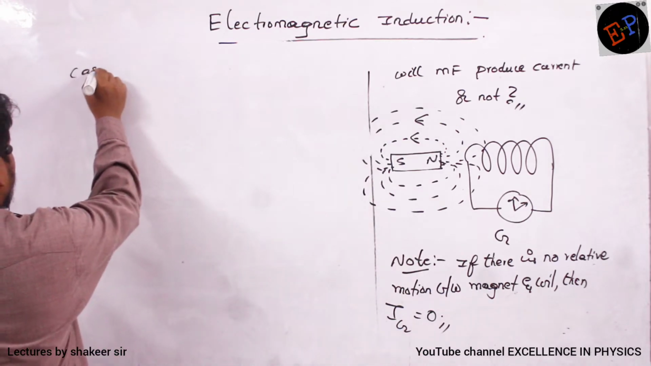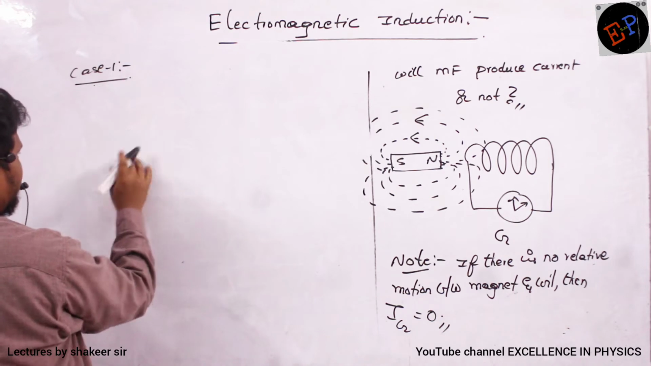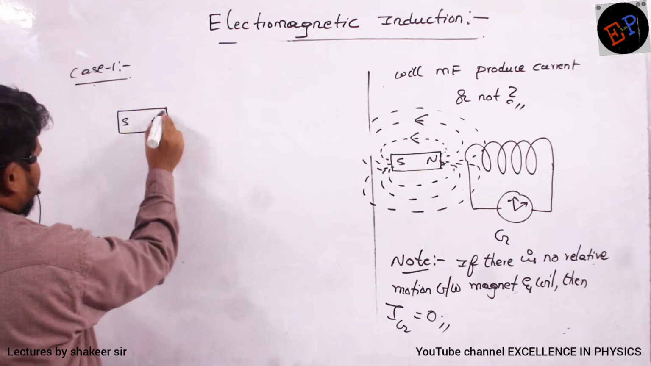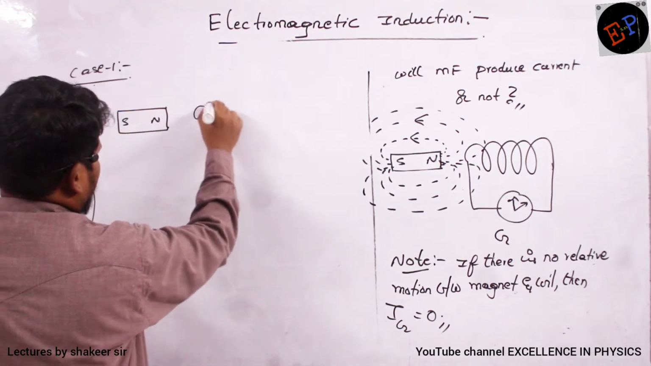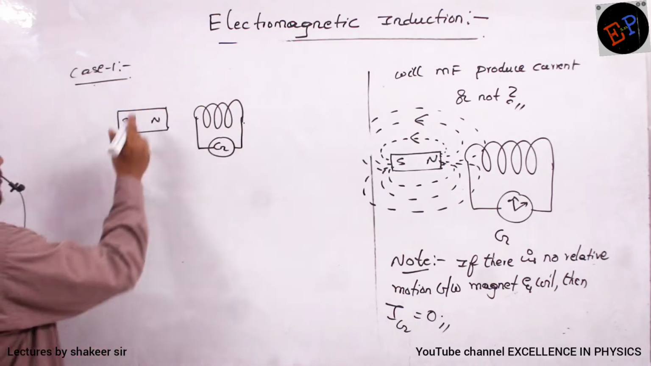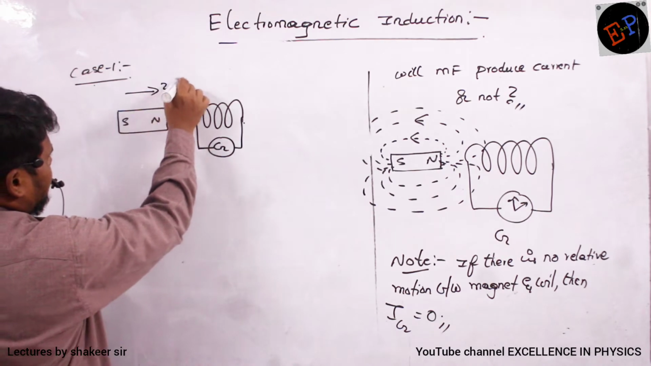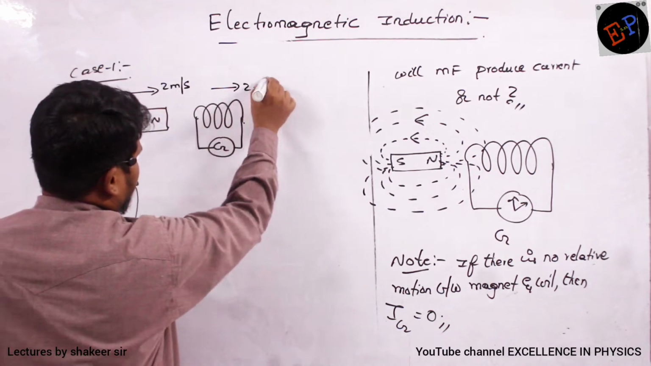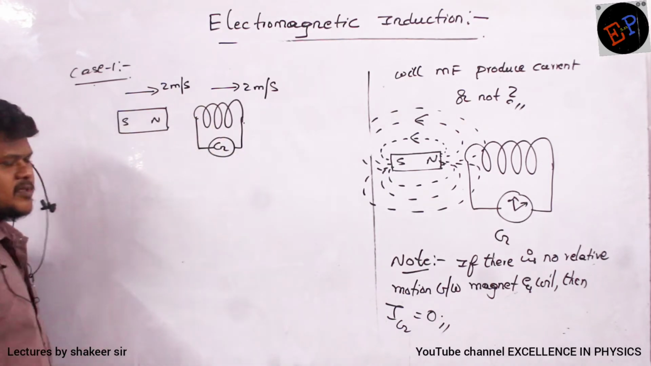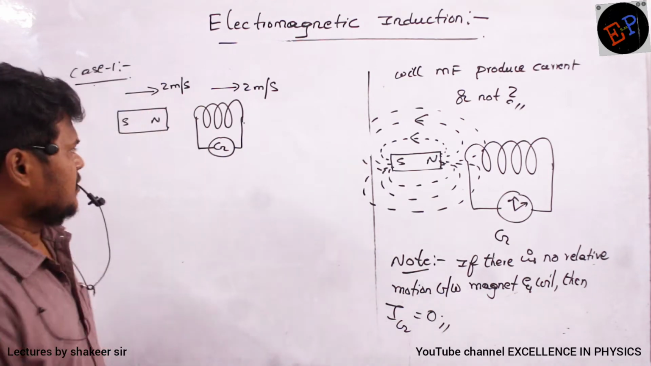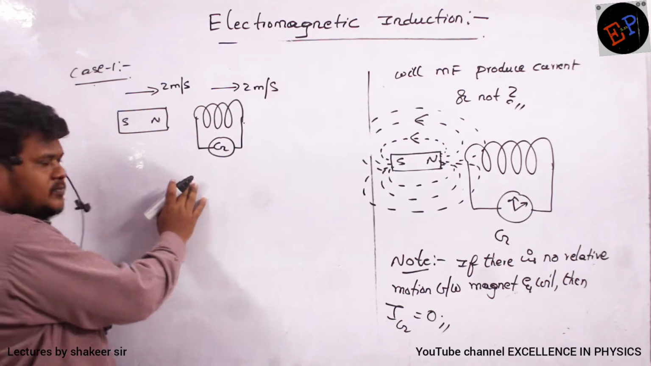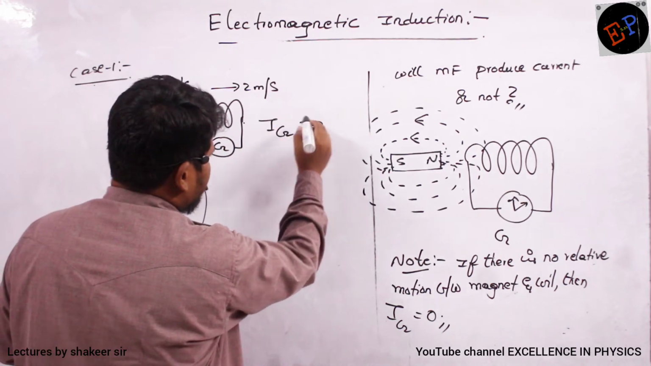Let us take case number 1. In case number 1, this is the magnet, south pole, north pole, and this is a coil. I see that both of them are traveling with a speed of 2 meters per second. So the magnet is moving with a speed of 2 meters per second, and the coil is also moving with a speed of 2 meters per second. Then can you say, will there be any deflection in this galvanometer or not? There is no deflection. So Ig will be 0.